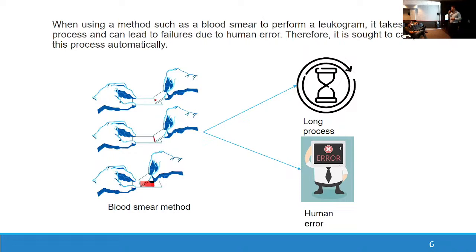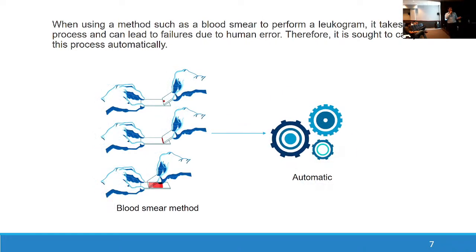So it can lead to failures due to the blood smear process made by the person. If you don't make the smear well, it can show a bad sample. And also the count, the person can fail during the classification of the cells, and therefore it's a long process and it can lead to human error. So we sought to automate this process with deep learning.